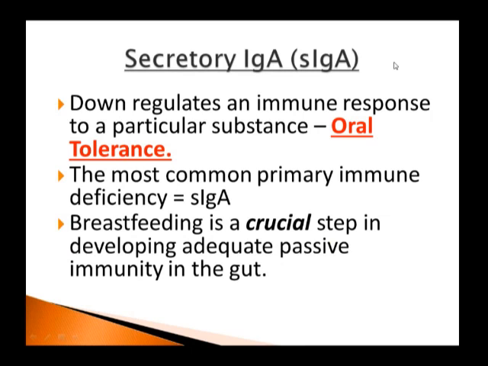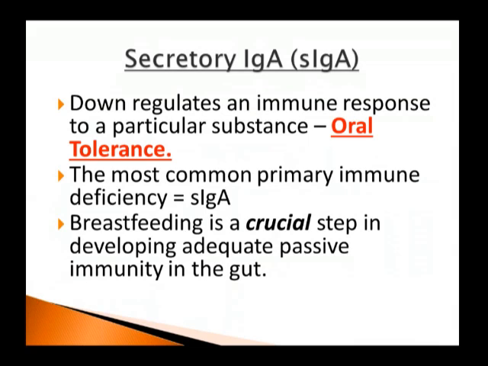One of the other roles of Secretory IgA is that it downregulates an immune response to a particular substance. And this is one of the reasons that as we come into the world as a newborn and then we start eating foods, etc., we start to develop an oral tolerance to the substances that we're being exposed to, so that our immune system's not reacting to everything that we're coming in contact with. The most common immune deficiency amongst anybody, whether it's kids on the spectrum, adults with other disorders, whatever, is a lack of production of Secretory IgA.